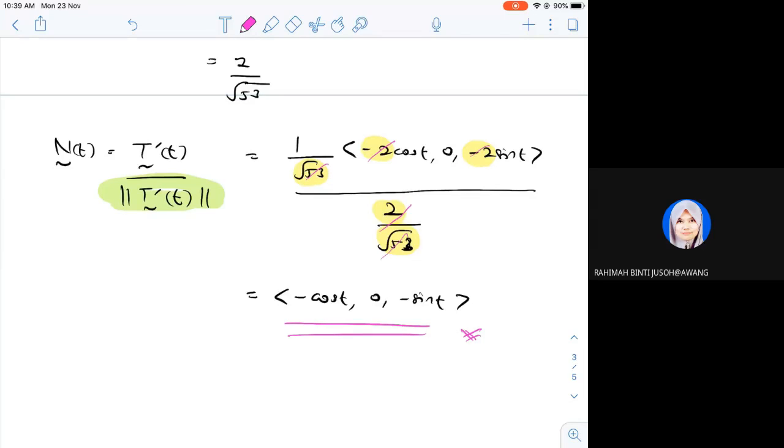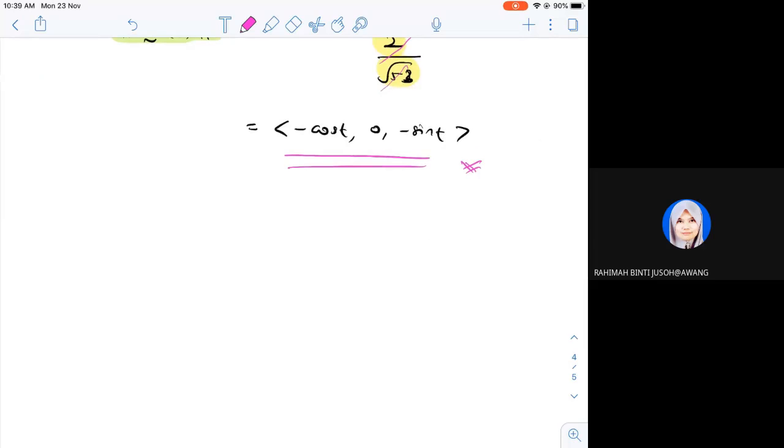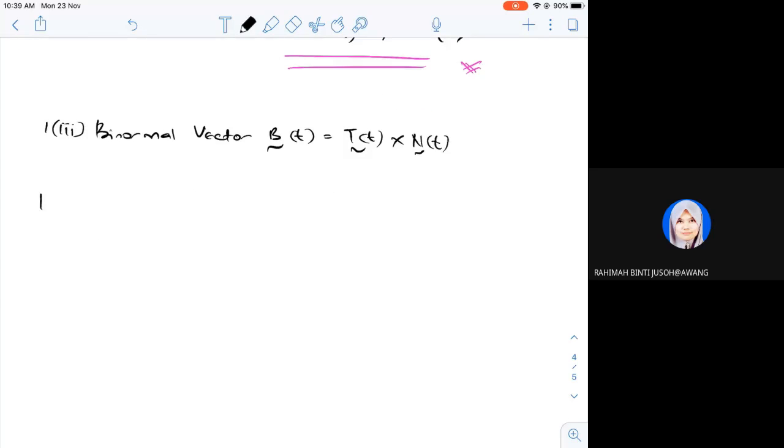Okay, so next, binormal vector, number 3. The binormal vector is equal to T cross N. So we will have B(t) equals to, we need to do the cross product. So we have i, we have j, we have k here. Don't forget to put plus minus plus.